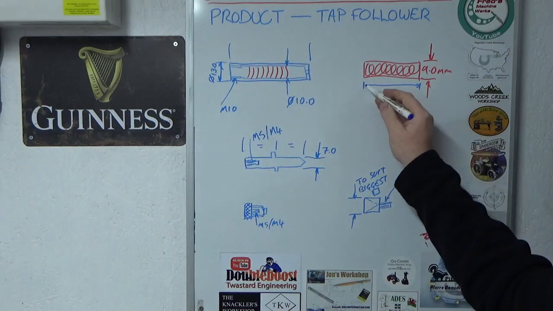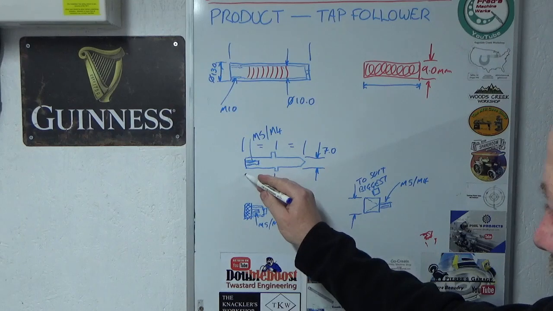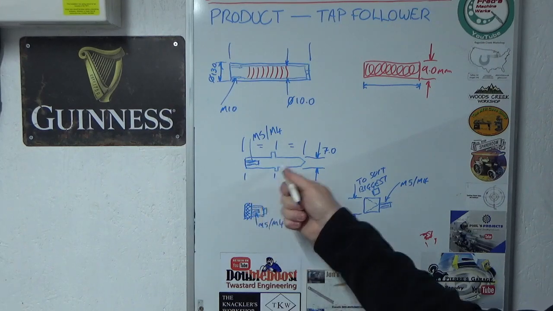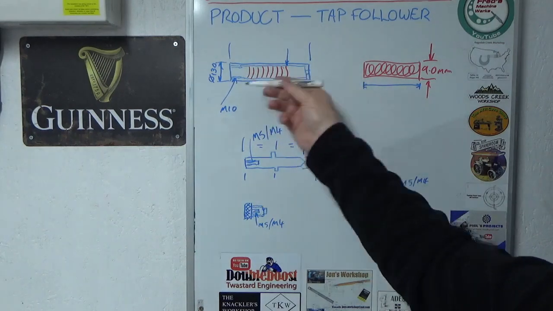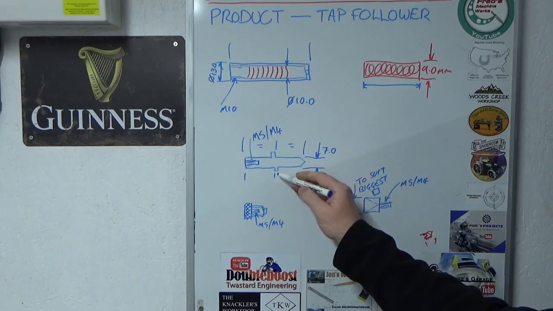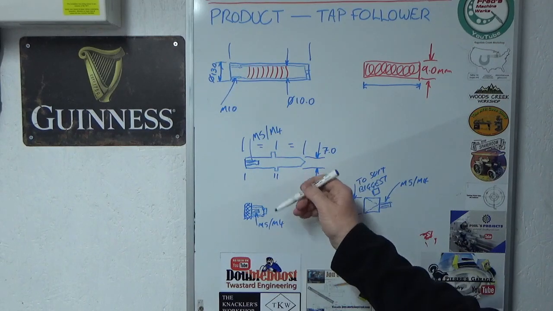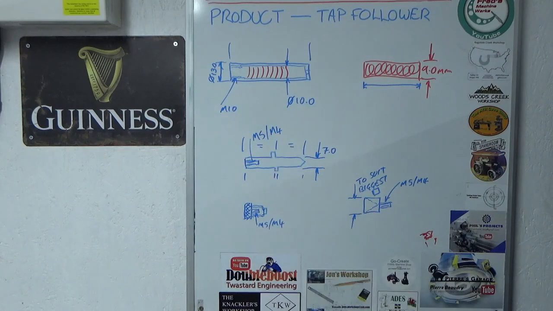So once I know the length of my spring, once I know what that dimension is, I then know that this dimension here between there and there needs to be at least half that dimension, so that I've got room for this thing to work inside. Once I've got that side calculated, I can then work out what that shoulder width needs to be and what the overall length of this part is.